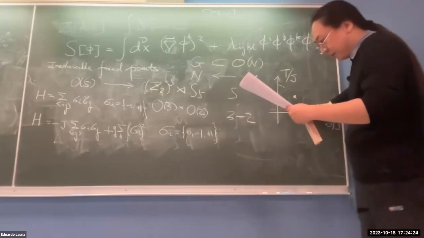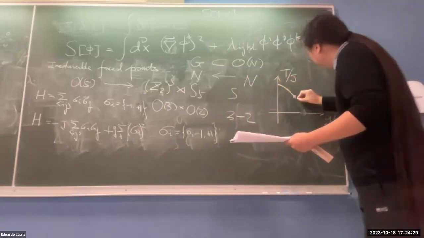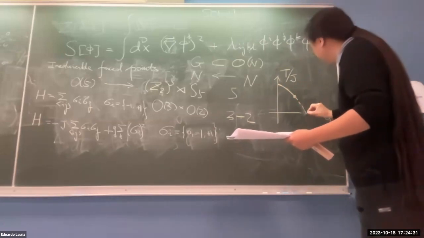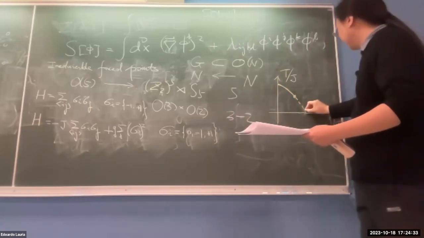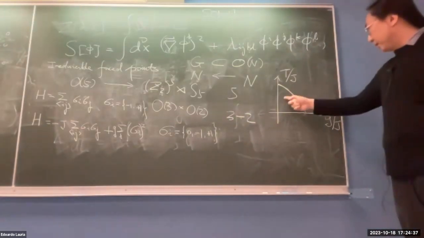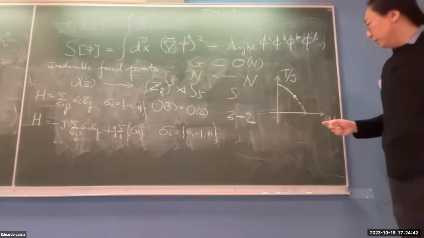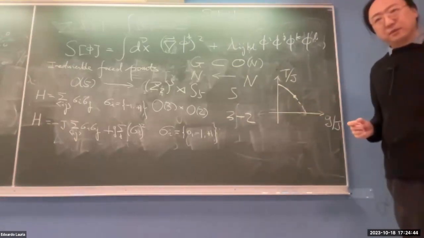Sorry, it should be the other way around. Like this. By solid lines, I mean second order phase transitions, the CFT phase we discussed before. By dashed lines, I mean first order phase transitions.